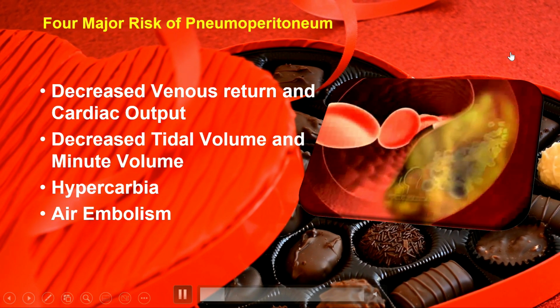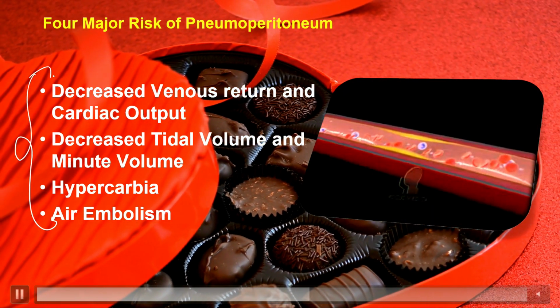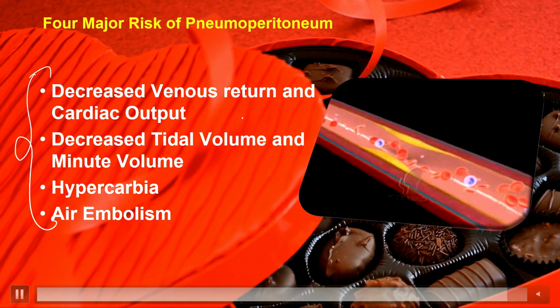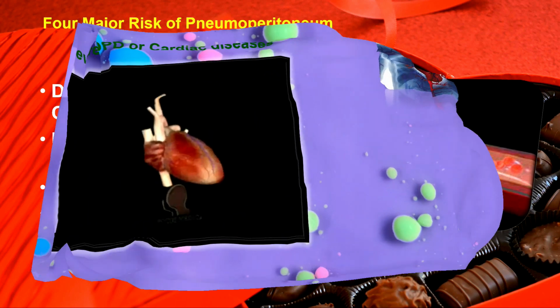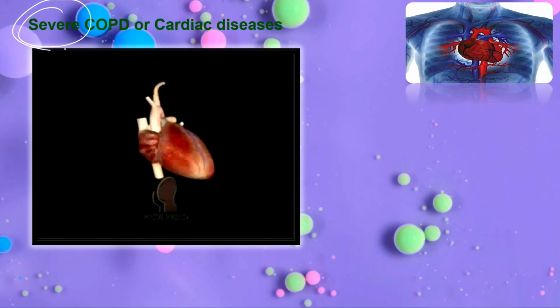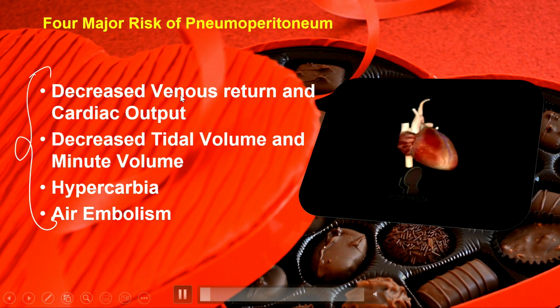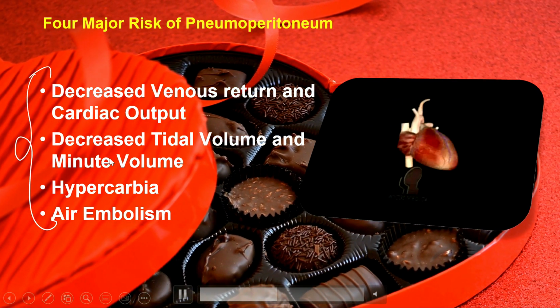So due to that reason, these four factors are the major factors: laparoscopy should be avoided in a patient who has cardiac disease and pulmonary disease. But remember, this word severe is important. If you see in the previous slide, it is severe COPD and cardiac disease, not the mild. Mild is okay, and that is decreased venous return, decreased cardiac output, decreased tidal volume, decreased minute volume, hypercarbia and air embolism.